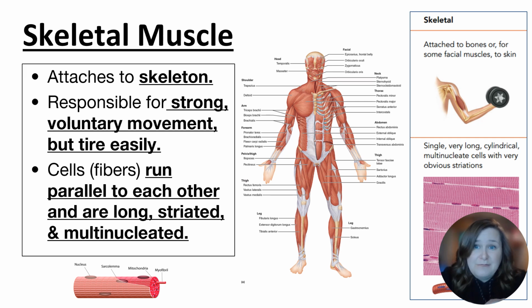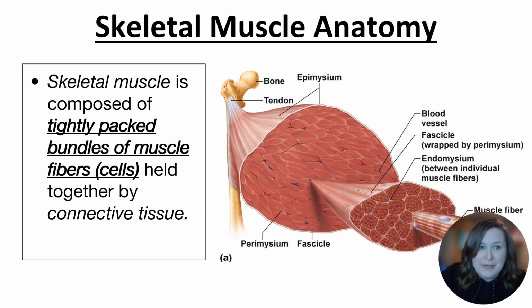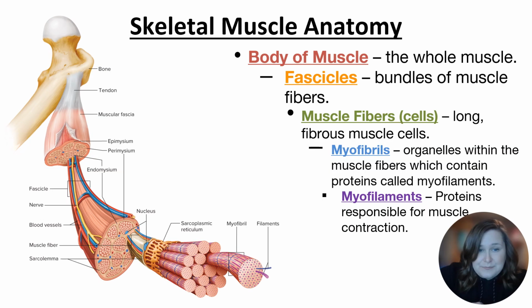What multinucleated means is when we look at these cells, we see that they are going to have more than one nucleus per cell. So that's how to differentiate all of that under the microscope. So let's look a little bit more at skeletal muscle anatomy before we get into specifics of specific muscles and things like that. So the skeletal muscle is going to be composed of tightly packed bundles of muscle fiber cells held together by connective tissue. And I'm going to break this down a little bit more for you.